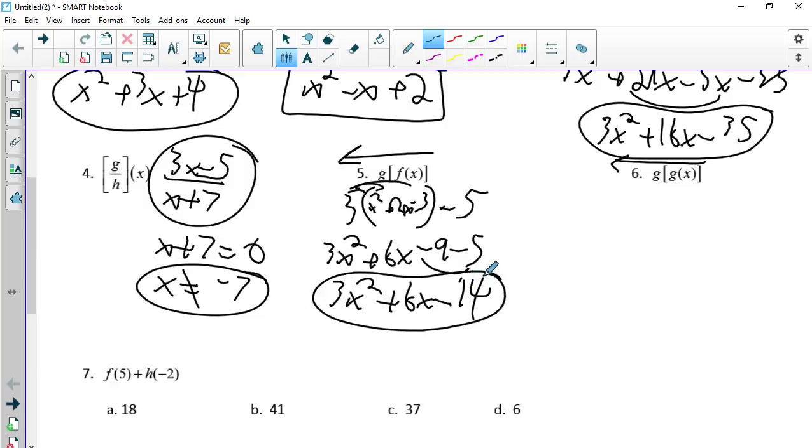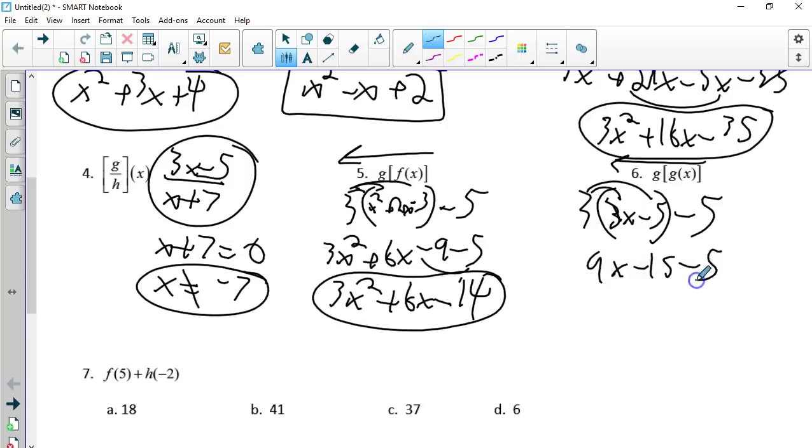Now we're going to put g of x into itself. So again, it would be 3x minus 5, but we're taking the x out and putting 3x minus 5 in there, and then distributing. So that's going to be 9x minus 15 minus 5, join like terms, 9x minus 20.